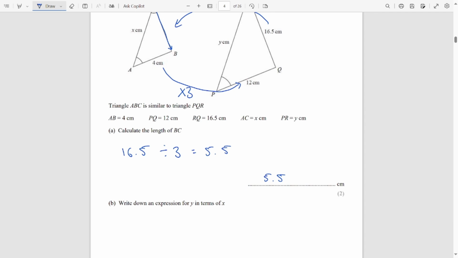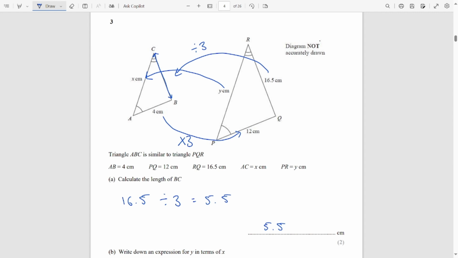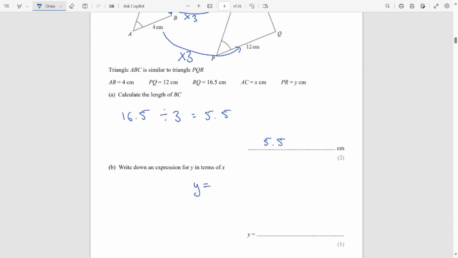Okay, the second question: write down an expression for y in terms of x. So y in terms of x means we want y is equal to something. So let's look at y. y is on the big triangle, and then that corresponds to x over here. And going from big to small, we are going to divide by 3. Or if I want to get y from x, we are going to multiply by 3. So I want y is equal to, and so y is equal to 3 times x, or 3x.